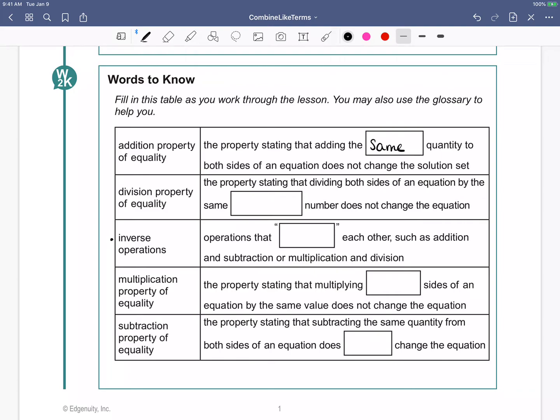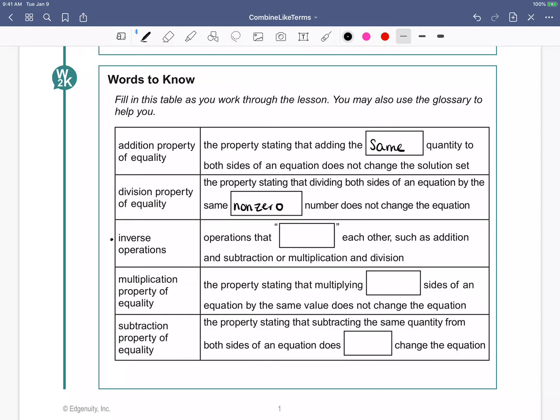You know, we've done that a whole bunch. So the next one is the division property of equality, the property stating that dividing both sides of an equation by the same non-zero, remember that you can't divide anything by 0, it does not work. So the same non-zero number does not change the equation.